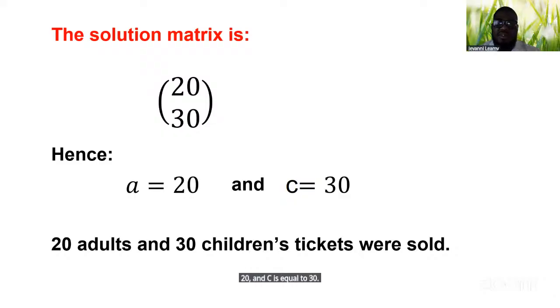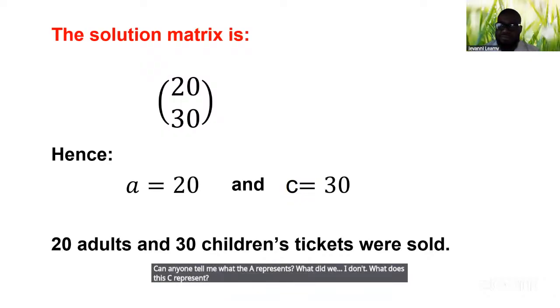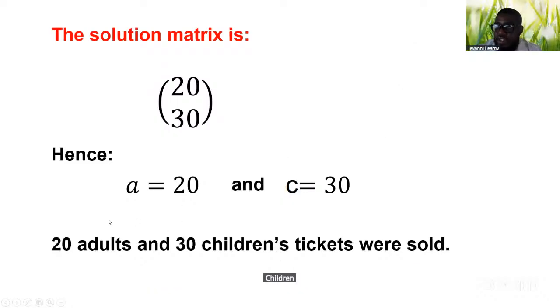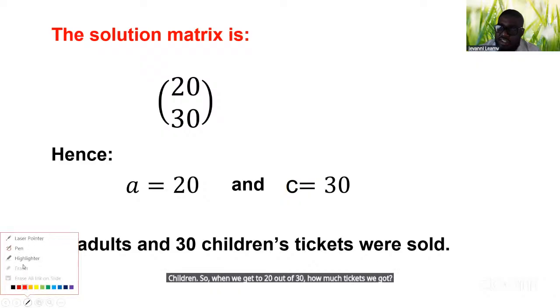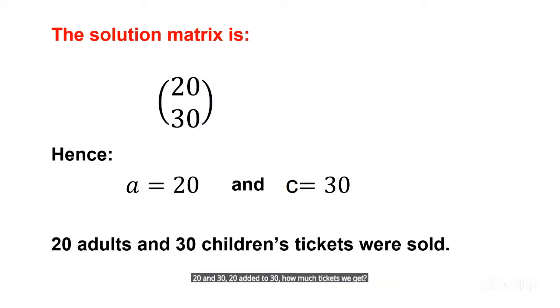Now what does A represent again? Adults. And what does the C represent? Children. So when we get the 20 and the 30, how many tickets do we get? 20 added to 30, that's 50. Sorry, 50.